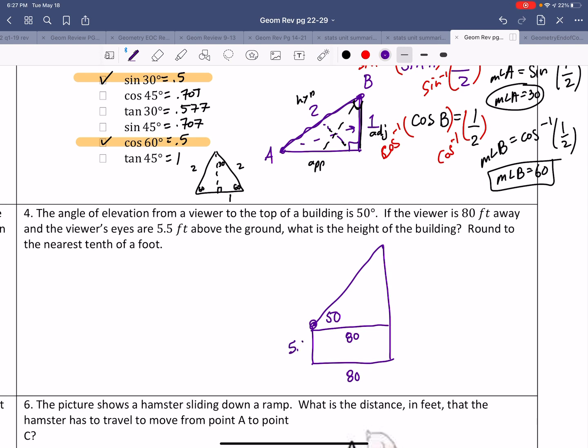And the person's 5.5 feet tall. So kind of the same type of problem. I'm going to solve for the height. I'm going to solve for X and then add 5.5 before I come to my final answer.